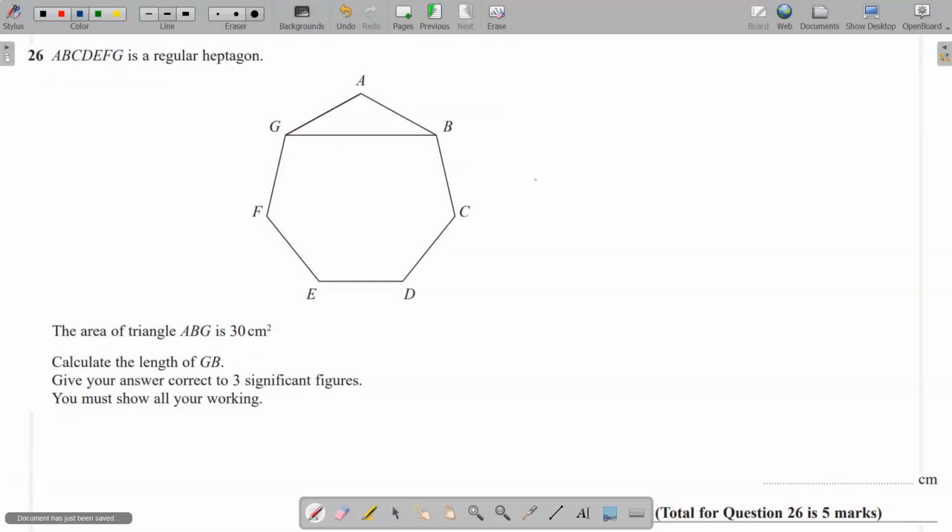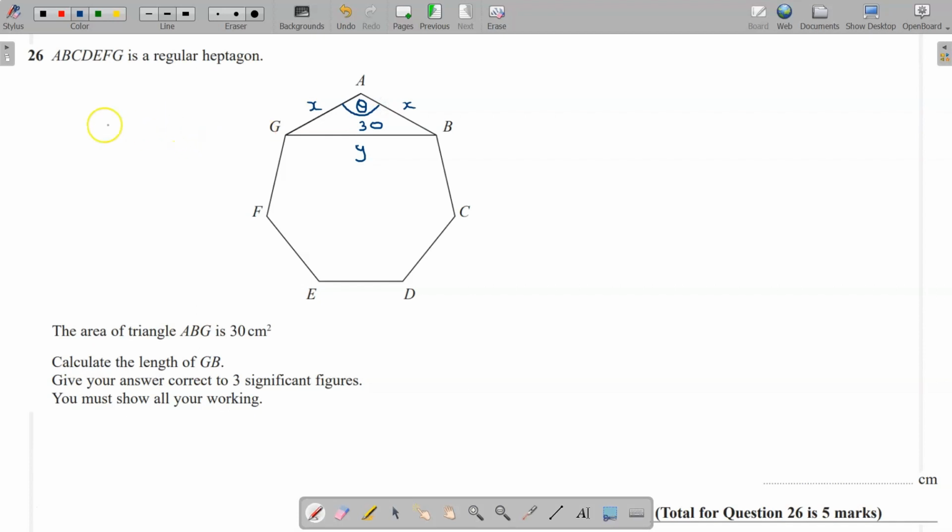Okay, this question is about a regular heptagon, 7-sided, and we've got to find the length GB. I'm going to call that length Y, because I'm going to call these two equal sides X. I know the total area of this thing is 30, because it tells me in the question, and I'm going to call this angle here theta, because I'm going to need to use that angle in a moment.